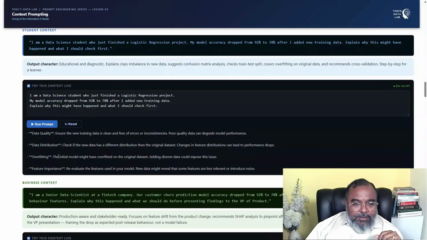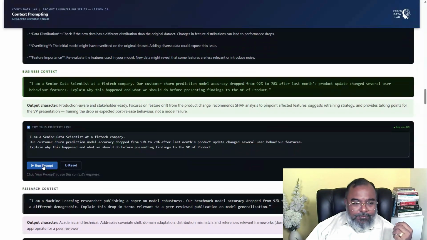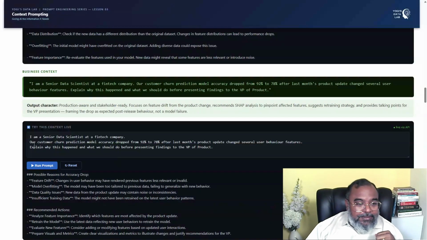Overfitting: the initial model might have overfitted on the original data set, and adding diverse data could expose this issue. And then you have feature importance, which says reevaluate the features used in your model. New data might reveal that some features are less relevant and introduce noise. So that is a very well explained way to a student who is trying to learn and see things exactly how it works.